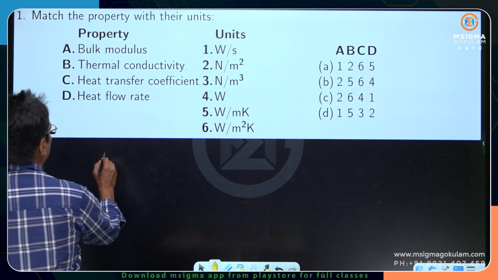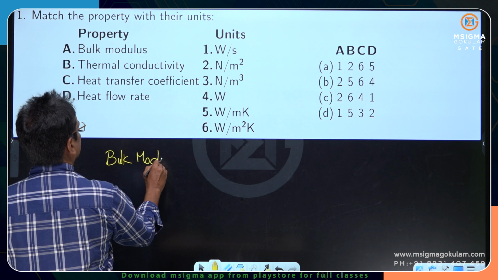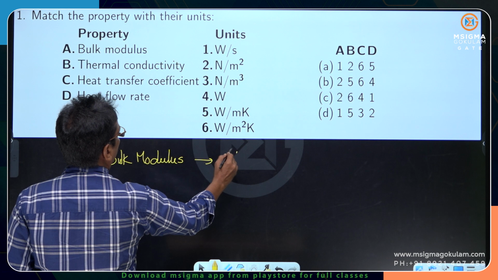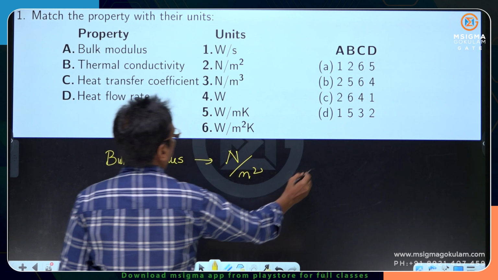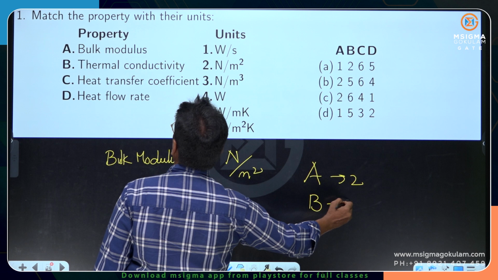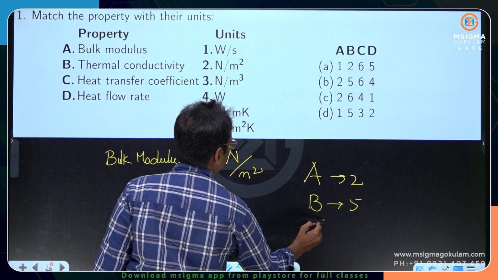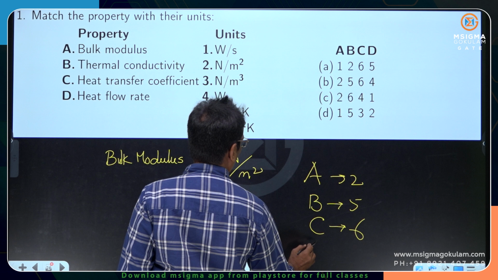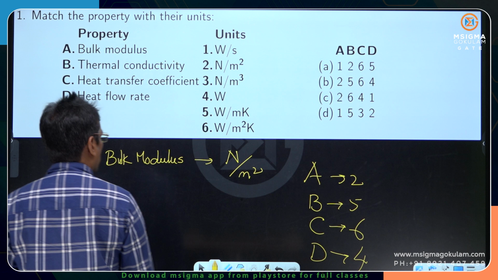Bulk modulus of elasticity. Bulk modulus has got the same units as that of pressure. Bulk modulus will be kilonewton per meter square or Newton per meter square. A is 2. Thermal conductivity B is watt per meter Kelvin, 5. Heat transfer coefficient C, heat transfer coefficient is H, watt per meter square Kelvin, 6. Heat flow rate is in watt, 4. 2564. Answer is B.